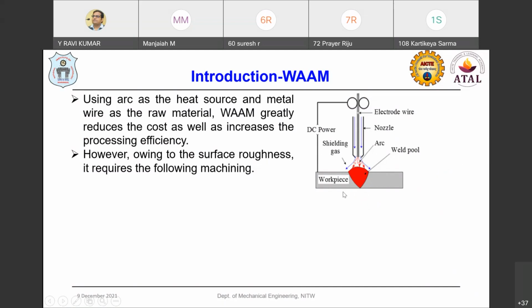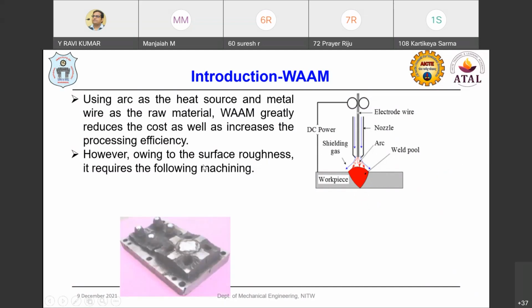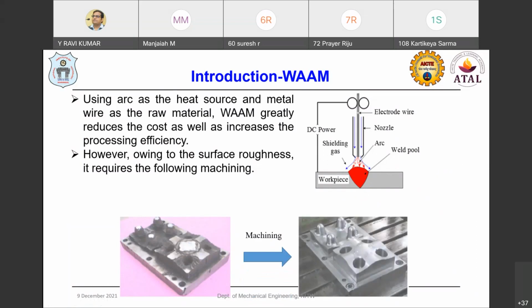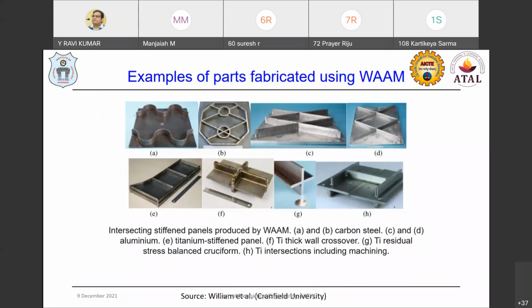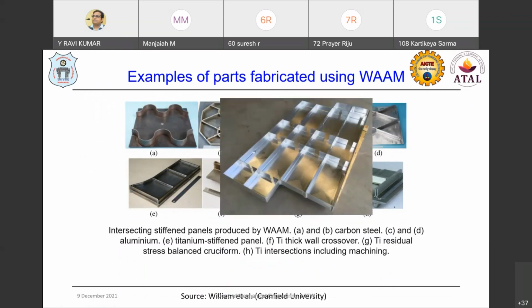However, the surface finish is very poor in this case. This is the WAM produced component, but when you follow up with a machining process, you can get this kind of finish. This is a die cavity made by the WAM process. There are examples made with stainless steel and titanium, and wherever there are intersections, junctions can be made and machined. Stiffener panels can also be made with this process, and this is the final finished WAM component.